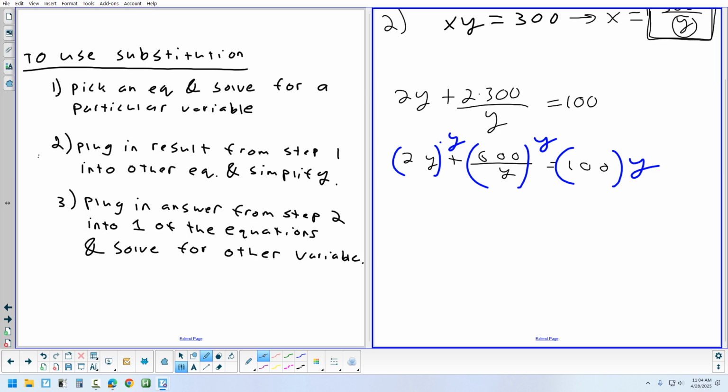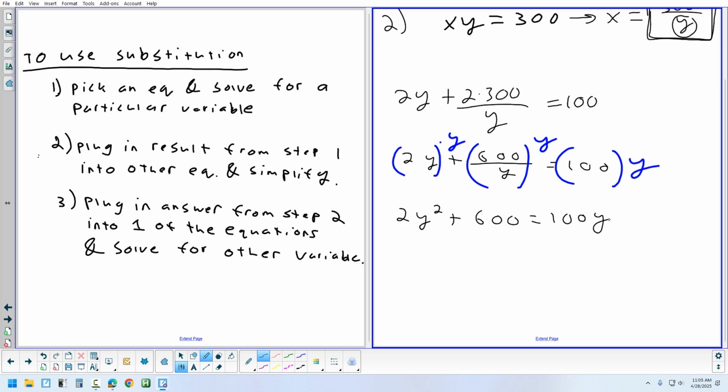Okay, what's 2y times y? 2y squared. And what about 600 divided by y times y? Just 600. And on the right-hand side? 100y. Now, that's not written in the order we normally see it, but what kind of equation is that? Quadratic. Yeah, that's a quadratic equation.